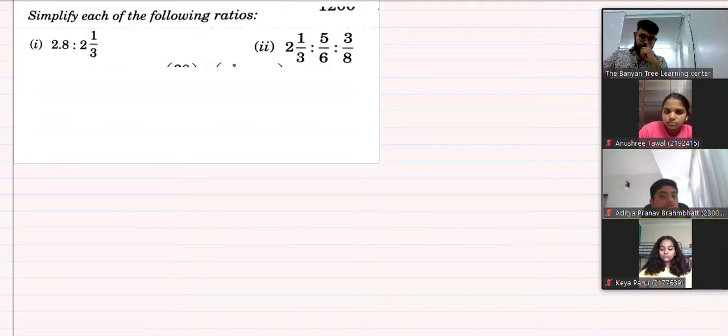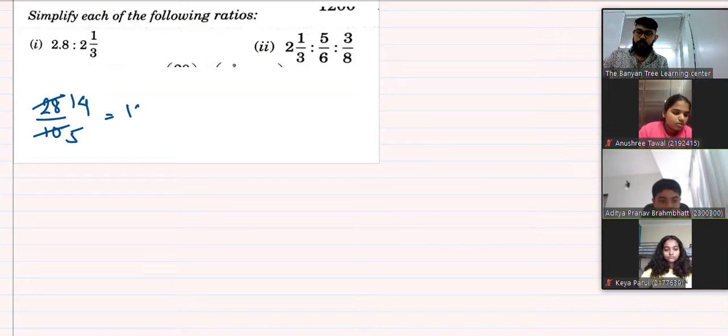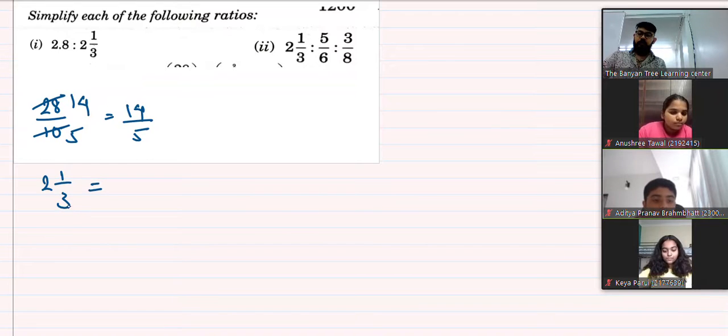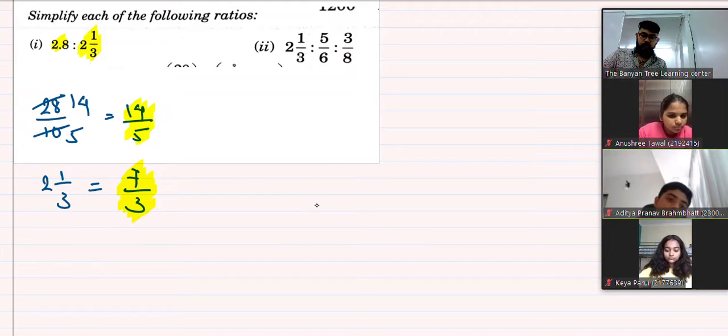So what I'm going to do is convert 2.8 into a fraction. I will write it as 28 by 10, and I will convert this into a fraction in its simplest form. 2 sevens are 14 and 2 fives are 10, which is 14 upon 5. Again, 2 1 by 3 is 3 times 2 is 6 plus 1, 7 by 3. Is this correct? Yes, sir. So both the numbers, one in decimals and one in mixed fractions, were converted into improper fractions, right?